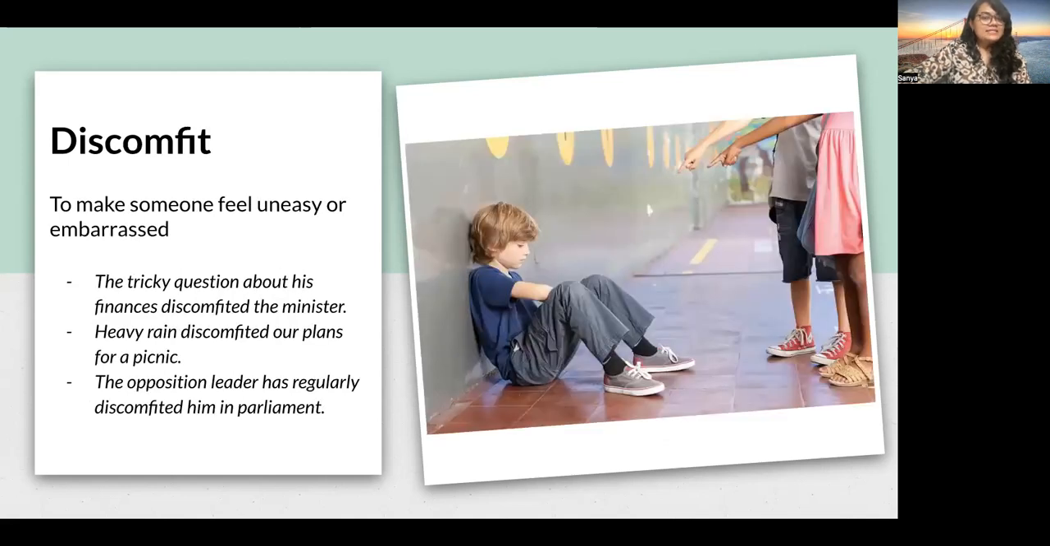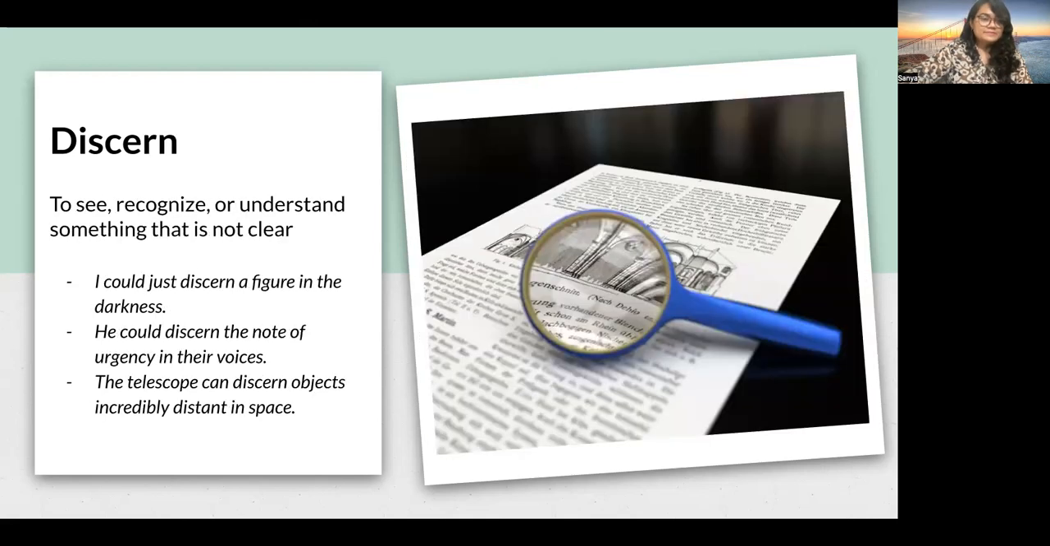Discomfit. Discomfit means to make someone feel uneasy or embarrassed, right? For example, the opposition leader has regularly discomfited him in parliament. That means the leader of the opposition regularly makes this guy feel uneasy or embarrassed in parliament. So discomfit: to make someone feel uneasy or embarrassed.